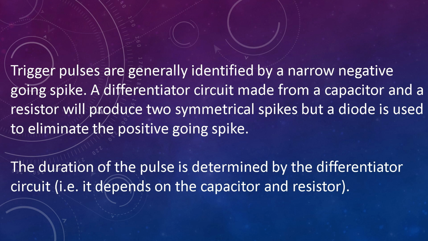Trigger pulses are generally identified by a narrow negative going spike. A differentiator circuit made from a capacitor and a resistor will produce two symmetrical spikes, but a diode is used to eliminate the positive going spike. The duration of the pulse is determined by the differentiator circuit, i.e. it depends on the capacitor and resistor.